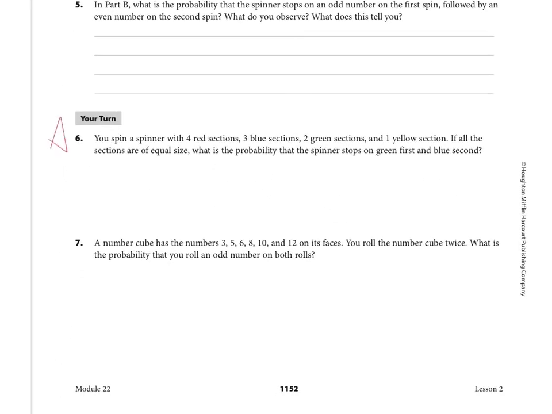I want you guys to do your turns here on this page, please. So numbers 6 and 7, calculating the probabilities of those independent events. Take a pause on the video here. We're going to finish up on the last pages next.